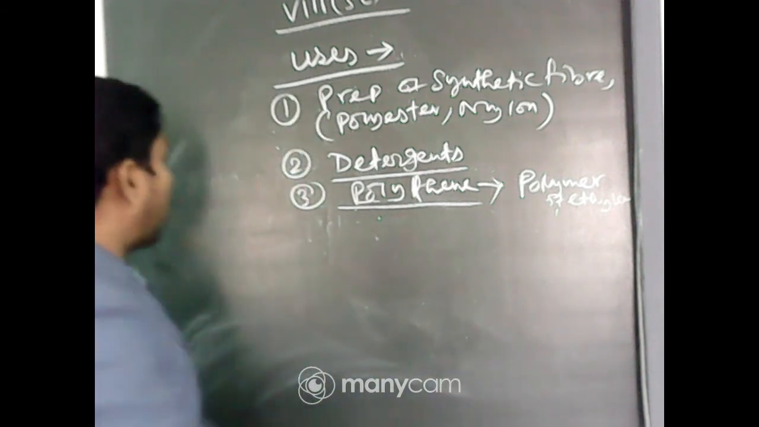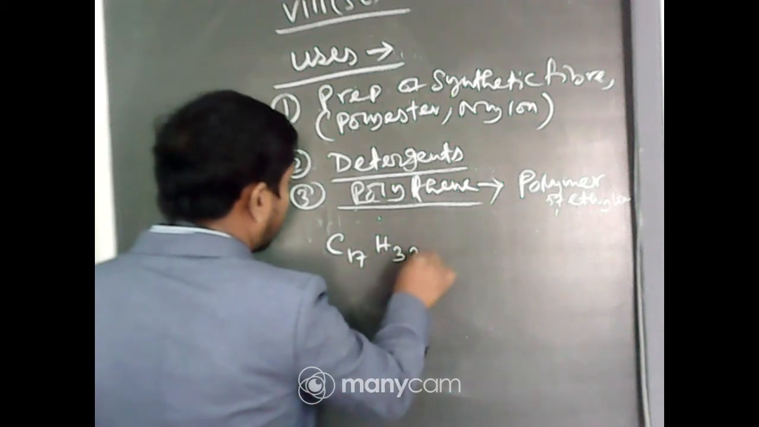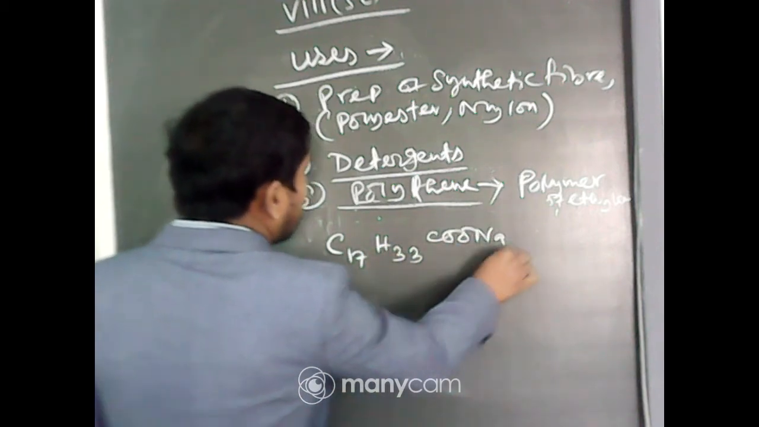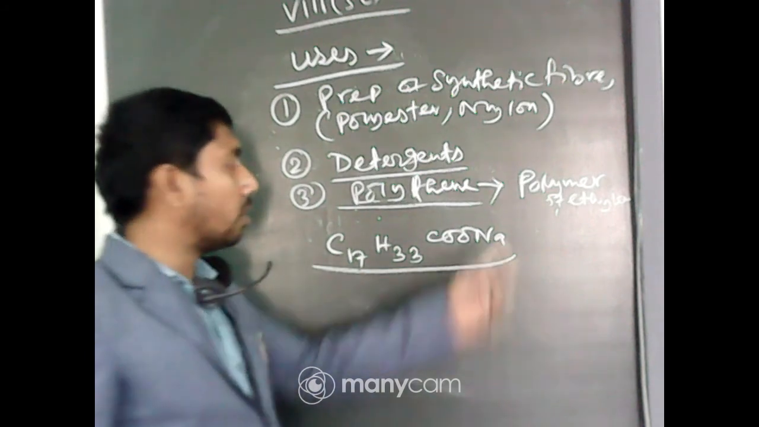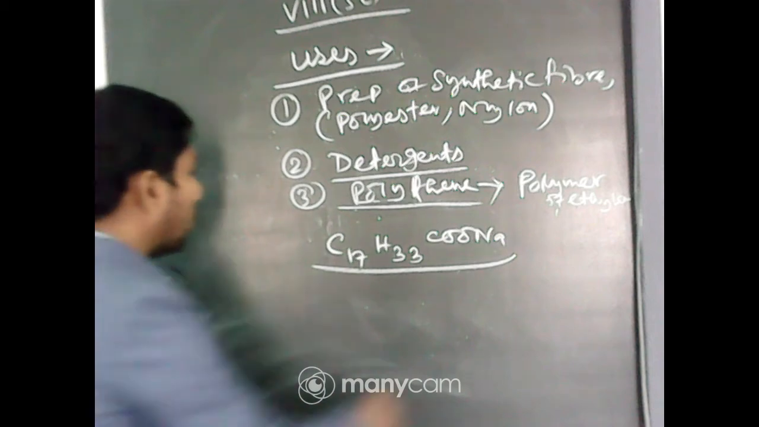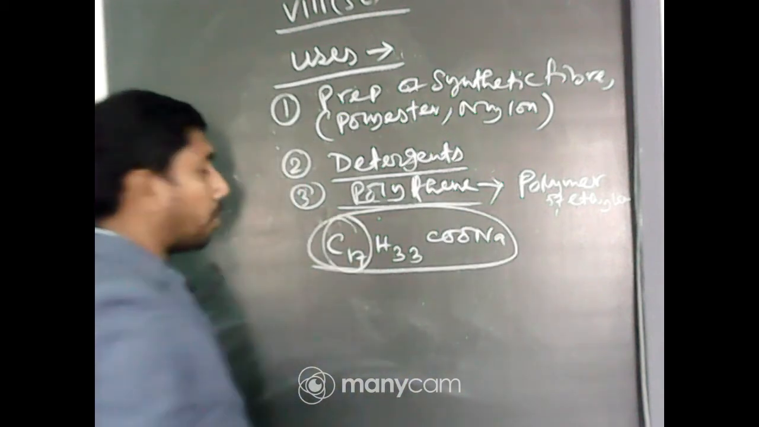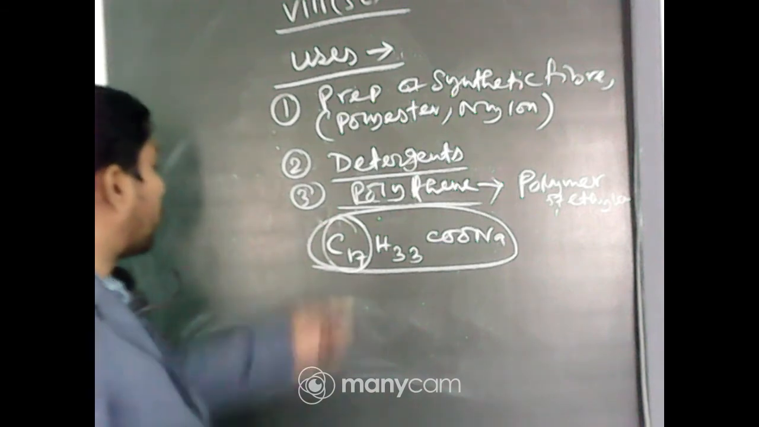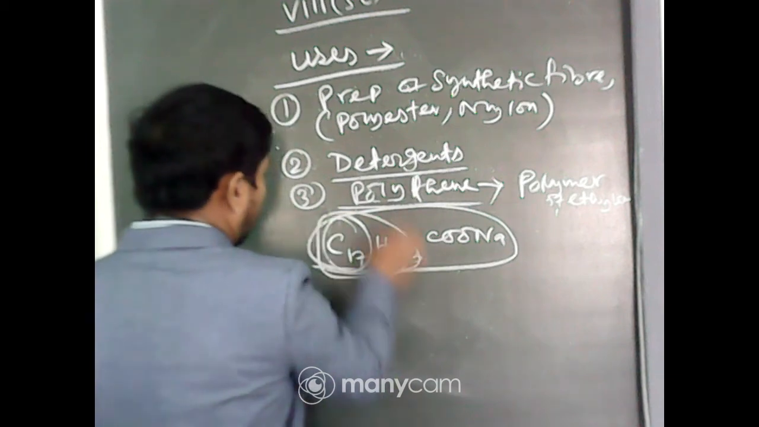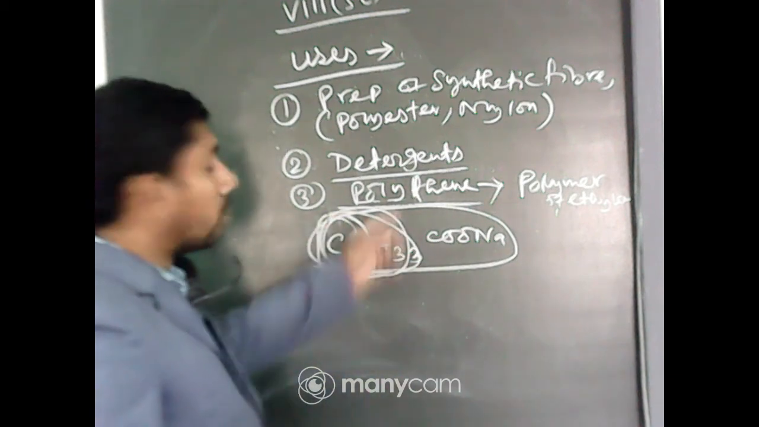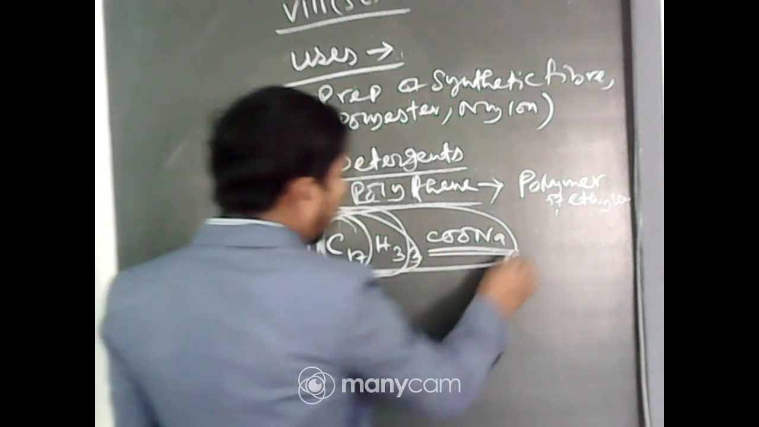Detergent. Suppose this is a formula of detergent, C17H35COONa. This is a higher homologue, having a carbon content where the number of carbon atoms is 17. Now this hydrocarbon part, we will get from petroleum or natural gas. The acid part is not there.